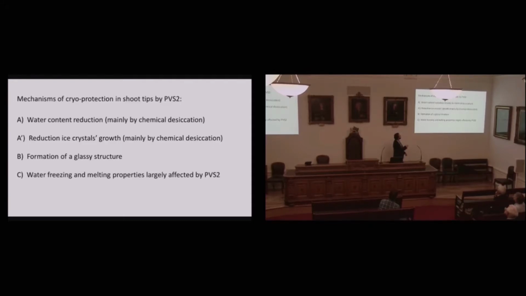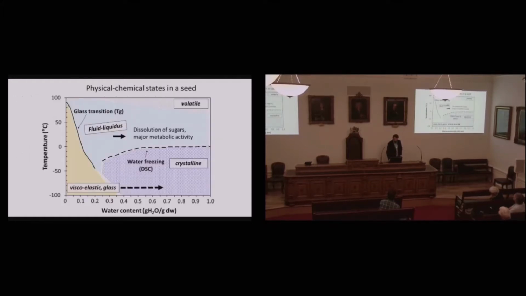So, summarizing the mechanisms of cryoprotection by this plant vitrification solution: it makes a chemical desiccation and reduces the water content, and so it reduces the probability of ice crystal growth. It forms a glassy structure, and the water freezing and melting properties are largely affected. So with PVS2, you can freeze samples safely at higher water content.